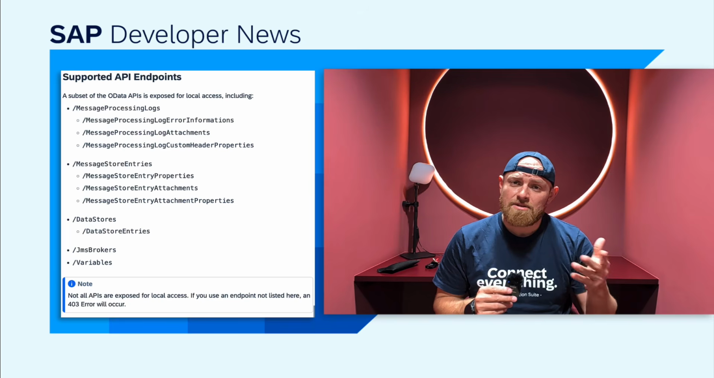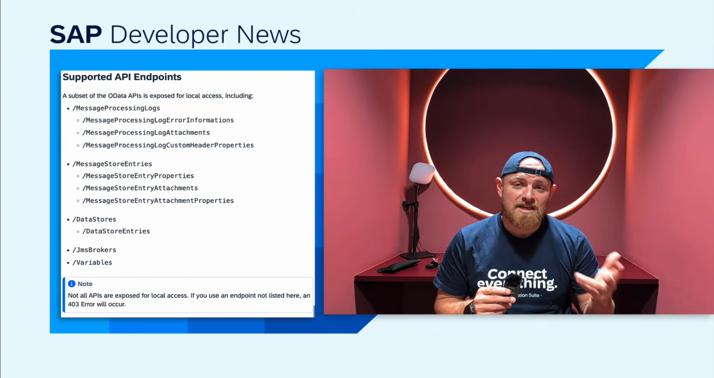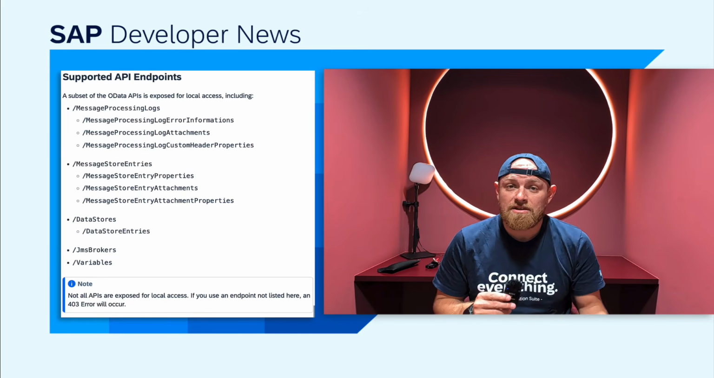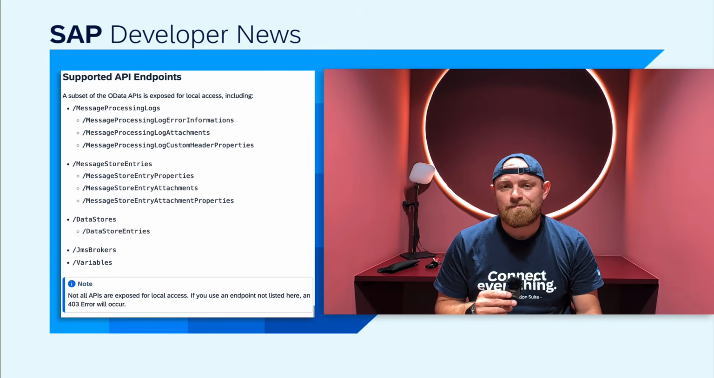Now, a quick reminder that there are many APIs in Edge Integration Cell that you can use. Monitoring APIs, for example, to track message processing, and management APIs for message stores, data stores, JMS brokers, and variables. These are perfect for building custom dashboards or for automating operations or integrating with your existing monitoring tools.